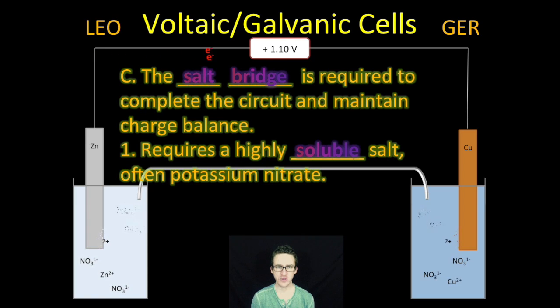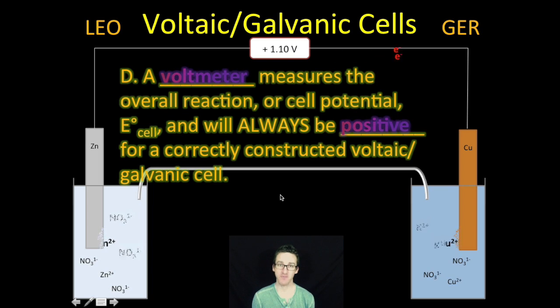You also need to recognize that the voltaic cell requires a salt bridge in order to complete the circuit and maintain charge balance. Now, the salt bridge can contain any number of salts, but generally we're looking for something that's highly soluble, and often we'll use potassium nitrate, which is a really soluble salt. Okay, now recognize you're also going to have a voltmeter as part of your voltaic cell. It's just going to measure the overall reaction or cell potential, and you'll see this E sub cell, which will always be positive for a correctly constructed voltaic cell.